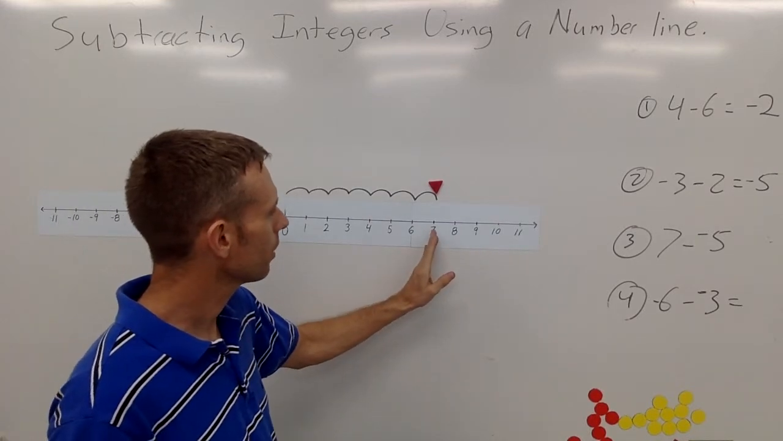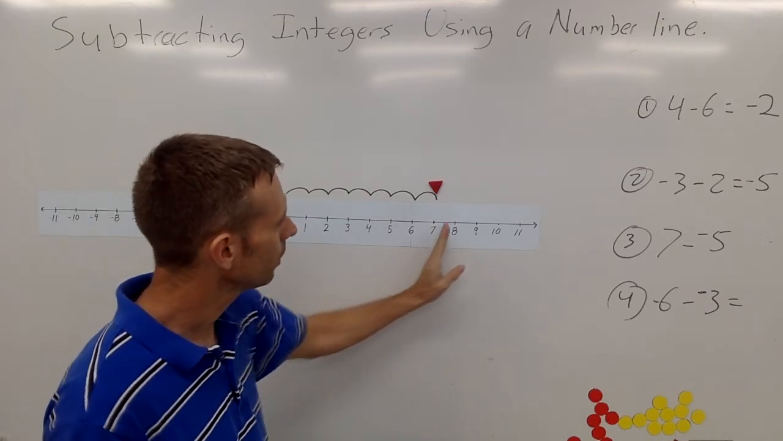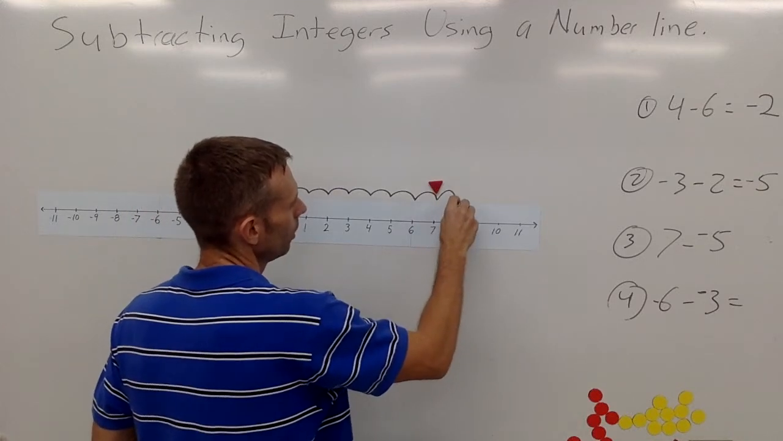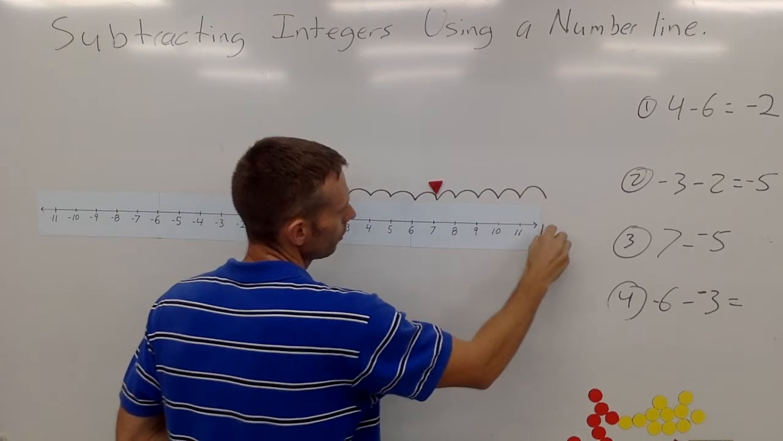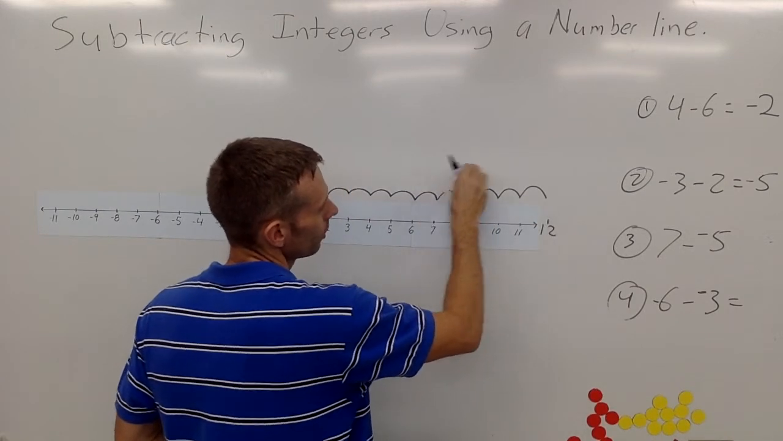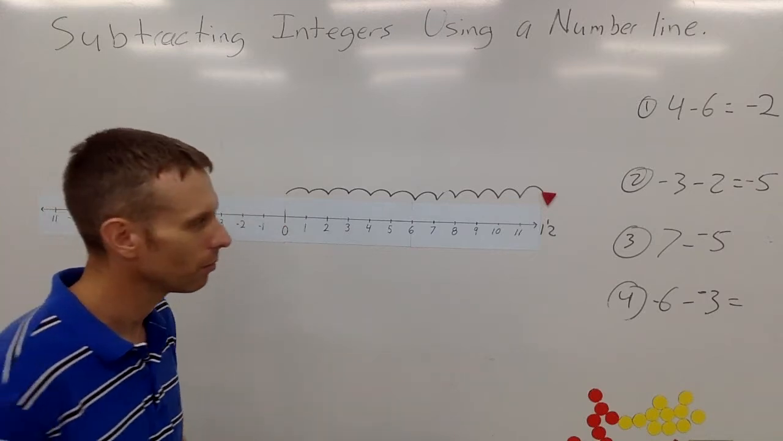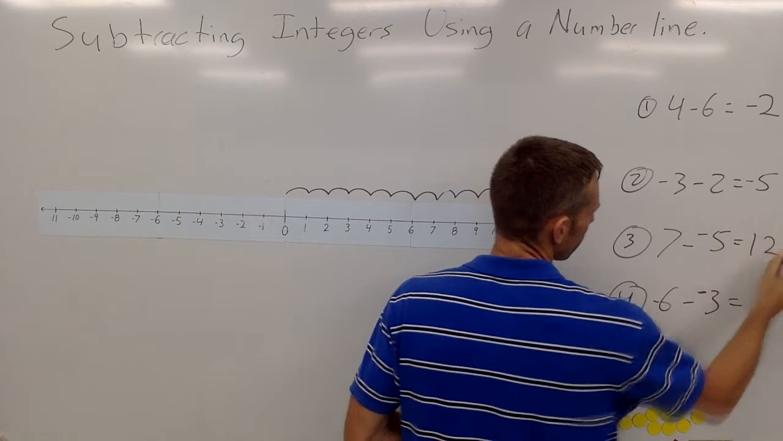So if we're at 7, we're taking away a negative. That's a good thing. We're moving in the positive direction. I'm going to actually have to go 1, 2, 3, 4, 5, and then as it turns out, 1 short on this number line, but that's okay. Positive 7 minus negative 5 ends up being positive 12.